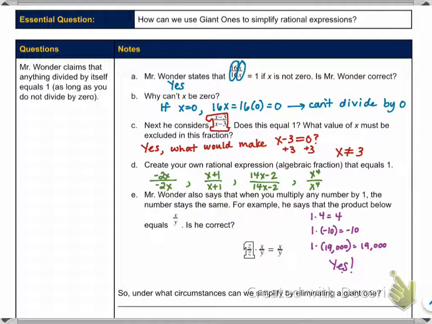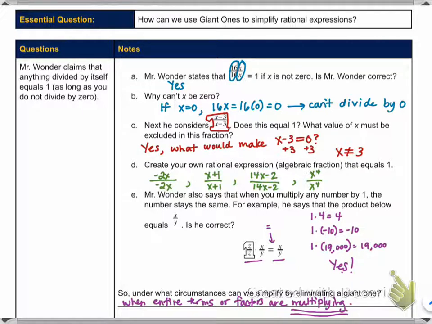So then it says, under what circumstances can we simplify by eliminating a giant 1? And those circumstances would be when entire terms or factors are multiplying. So when the giant 1 is touching another factor or set of terms by multiplication, that's when you can eliminate it. Okay?